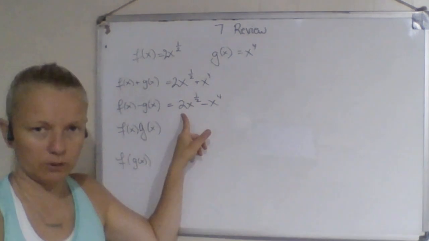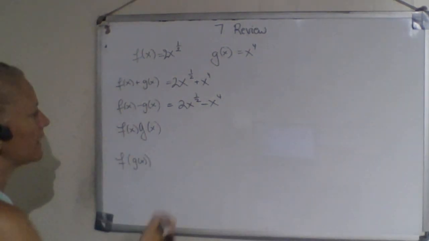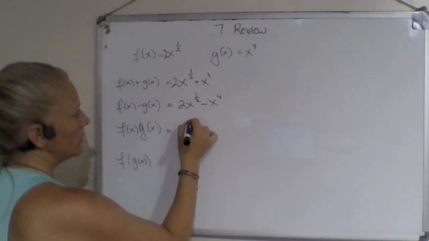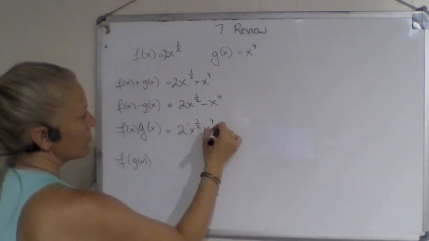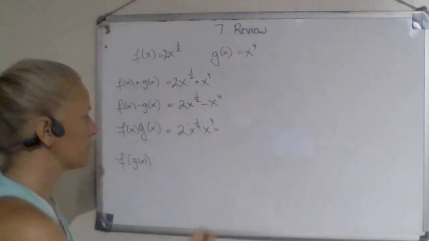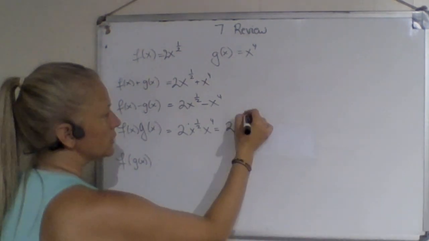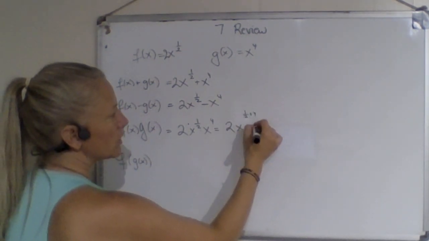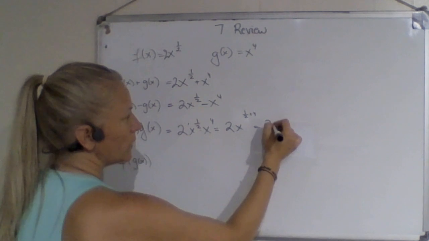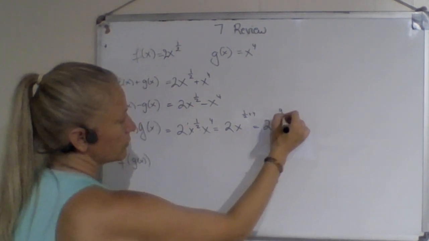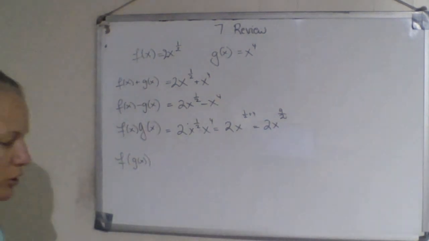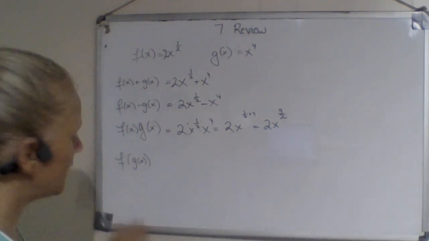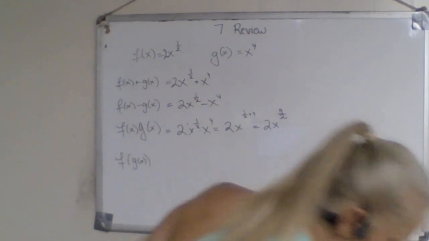It's like apples and oranges, right? What if I have to times them? This becomes 2x to 1/2 times x to 1/4. This is where the exponent rules come in. 2x to 1/2 plus 4, or 2x to 9/2. Okay, you can do that in a calculator, make it a fraction.